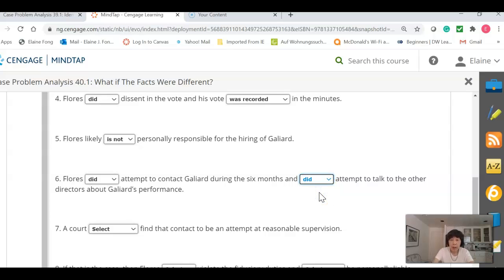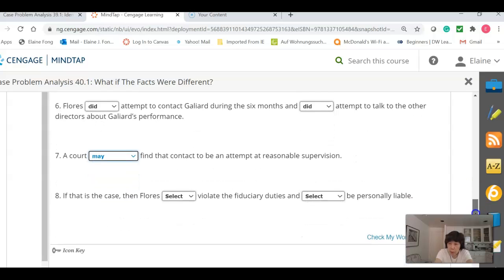Right? All right, number 7, a court may, could not, would never, find that contact to be an attempt at reasonable supervision. Court might find that, may find that. So that might help Flores against any personal liability.